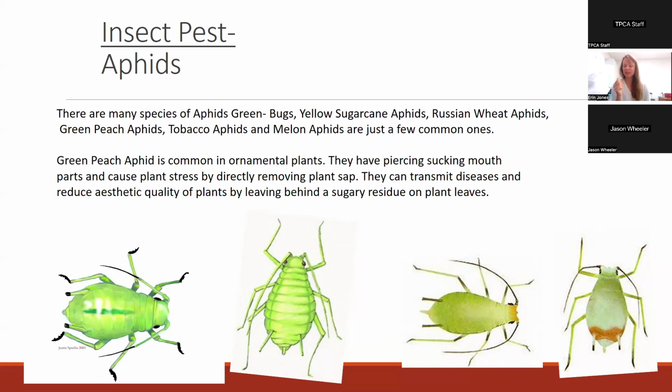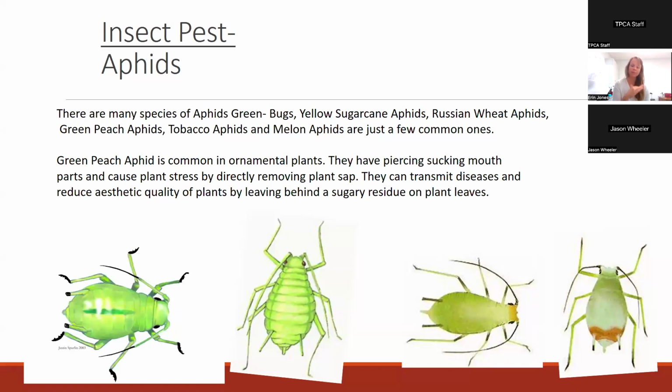And that is a very, very sticky substance. So we call it honeydew. It can cover the leaf of the plant and it can actually prevent photosynthesis because the plant cannot exchange gases with the air. They can't go through their respiration that they need to do for photosynthesis.